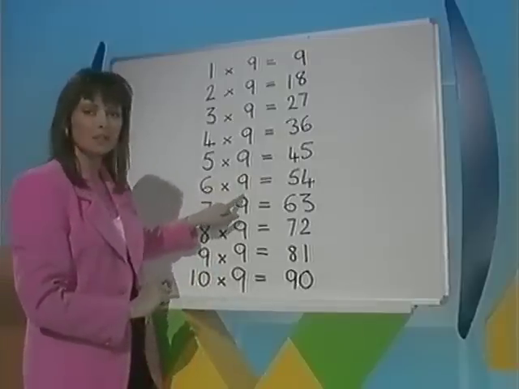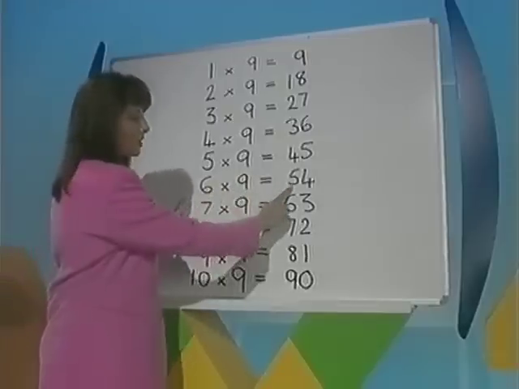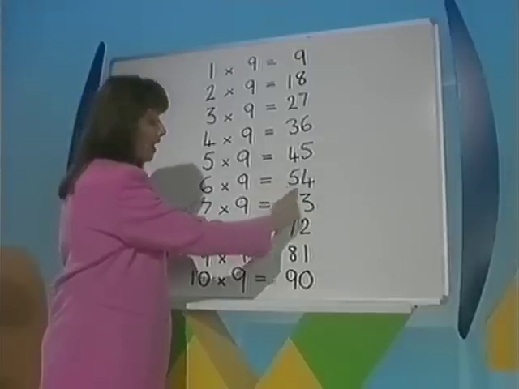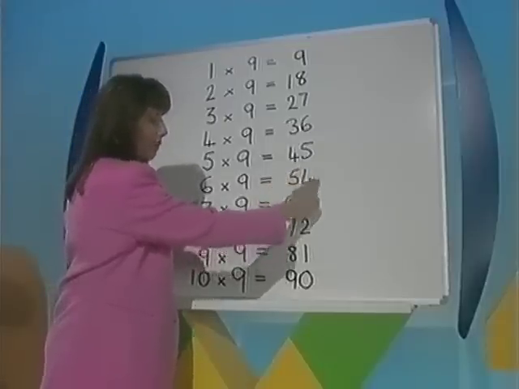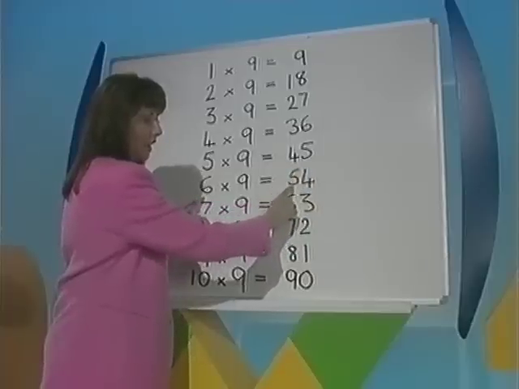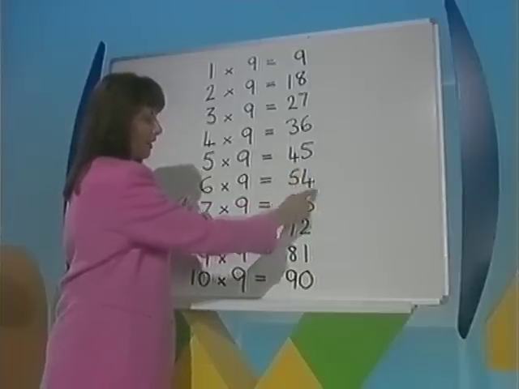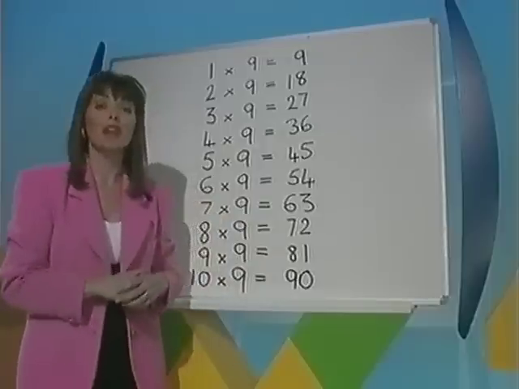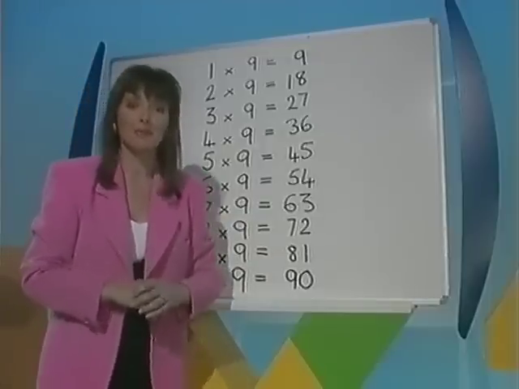6 times 9. The figure in the tens column will be 1 less than 6, so that's 5. And we know that this answer must add up to 9. So the answer is 5, then 4. 5 plus 4 is 9. The answer is 54. And here's another way to remember your 9 times table up to 10 times 9.